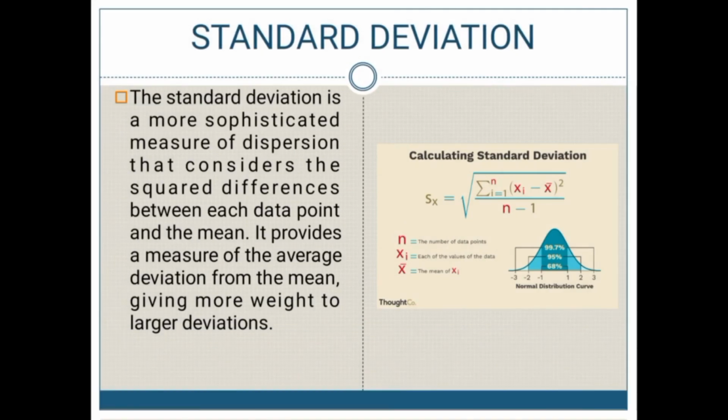Standard deviation. The standard deviation is a more sophisticated measure of dispersion that considers the squared difference between each data point and the mean. It provides a measure of average deviation from the mean, giving more weight to larger deviations. Refer to the diagram given for calculating standard deviation.